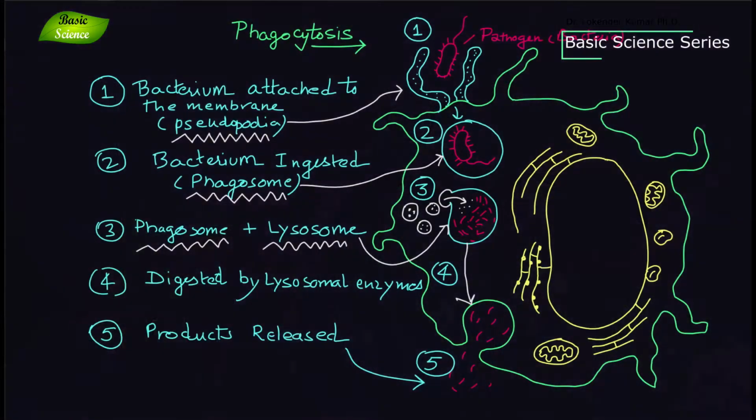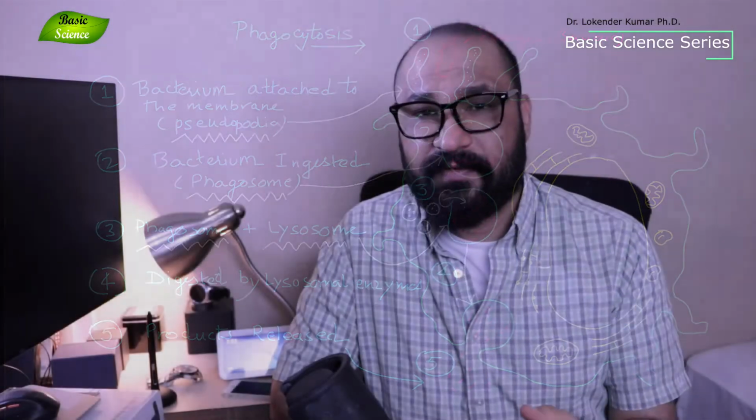In this video, we will discuss the process of phagocytosis. We will discuss how a bacterial cell gets attached to the phagocyte. After that, it enters inside the phagocyte and forms the phagosome. We'll discuss the role of lysosome in degrading the pathogenic microorganism. We'll discuss the process of phagocytosis in detail, and I hope that this video is going to help you to understand this process very clearly.